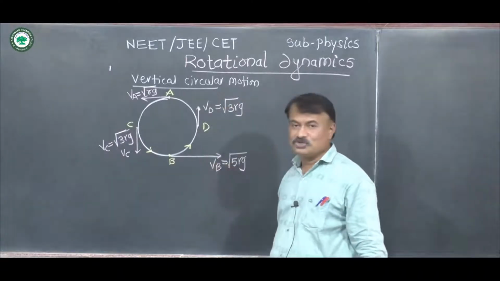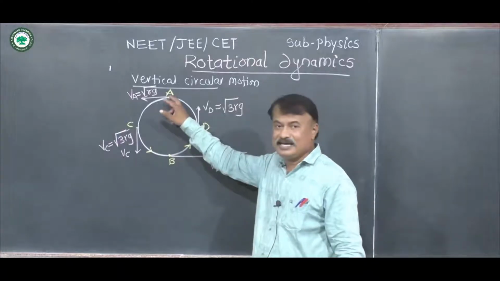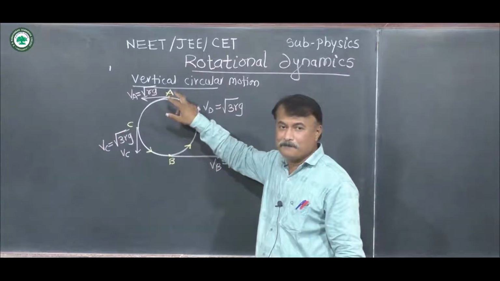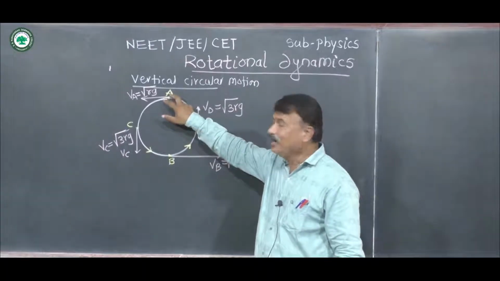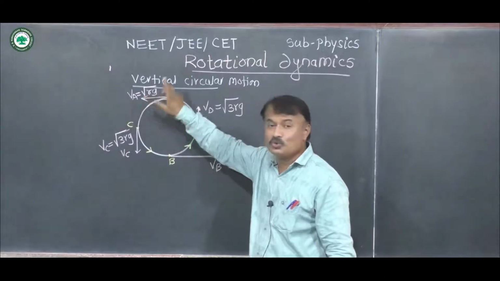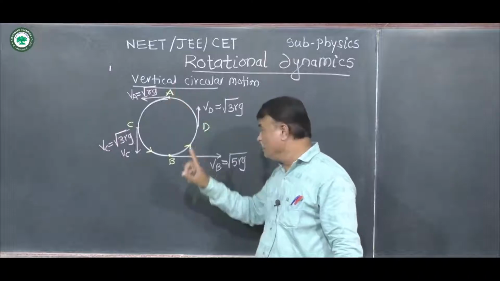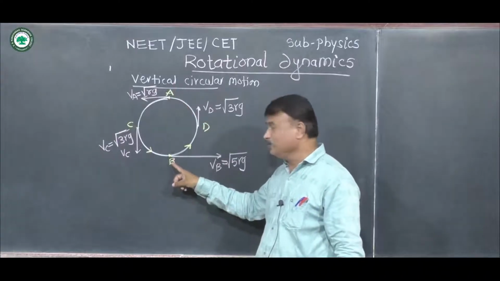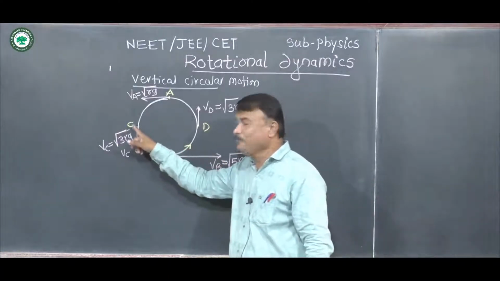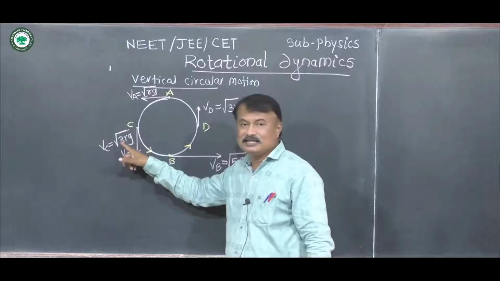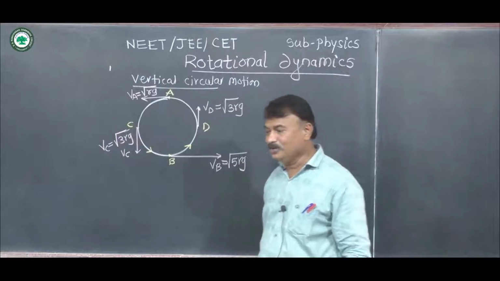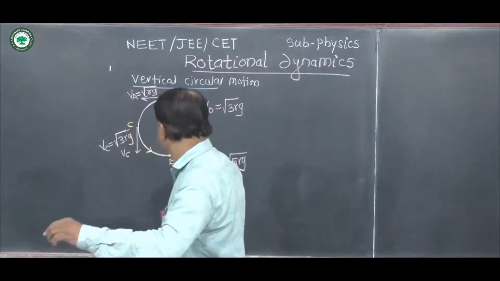So, remember these values of velocities at point A, at point B and at points C and D. Velocity of the object at point A, upper position, which is very small, VA is equal to under root 1 RG. Velocity at lower position B is under root 5 RG. And velocity at points C and D both are same, equal to under root 3 RG. Remember all these values.